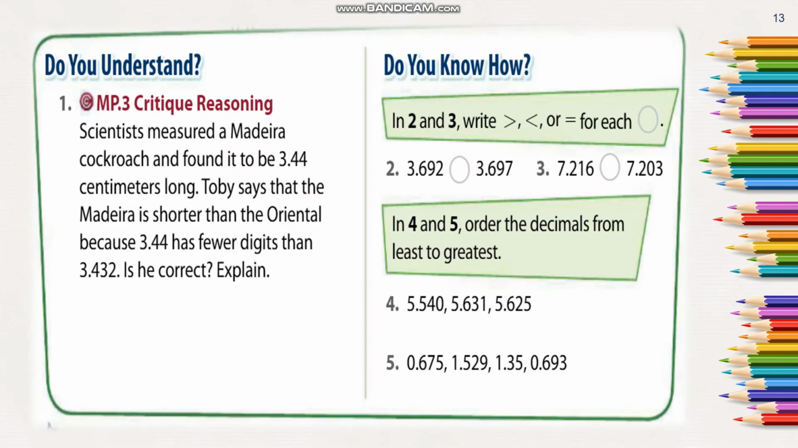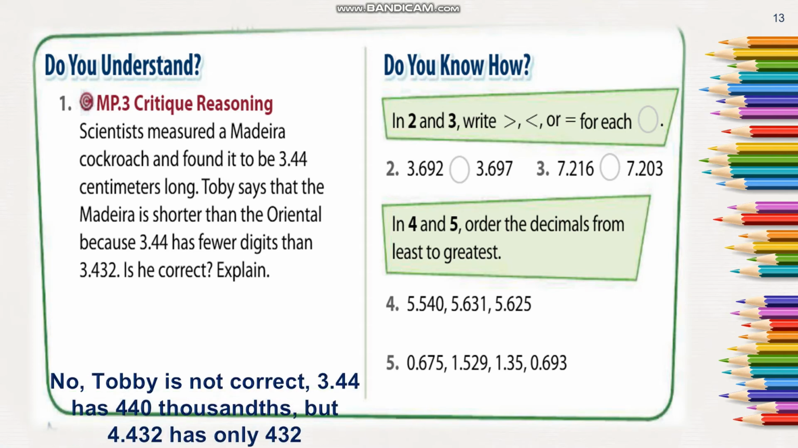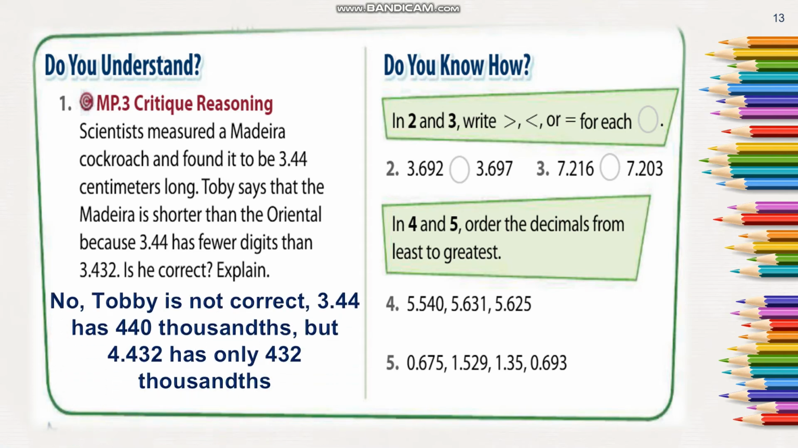Let's proceed to the guided practice. Question number 1. Scientists measured a Madeira cockroach and found it to be 3 and 440 thousandths centimeters long. Toby says that the Madeira is shorter than the Oriental because 3 and 44 hundredths has fewer digits than 3 and 432 thousandths. Is he correct? Explain. The answer is no, because Toby is not correct. 3 and 44 hundredths has 440 thousandths, but 3 and 432 thousandths has only 432 thousandths.